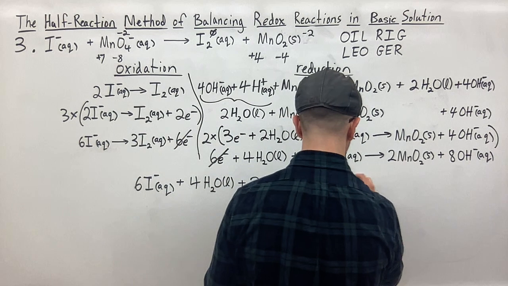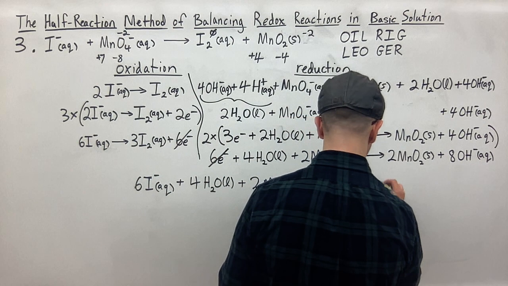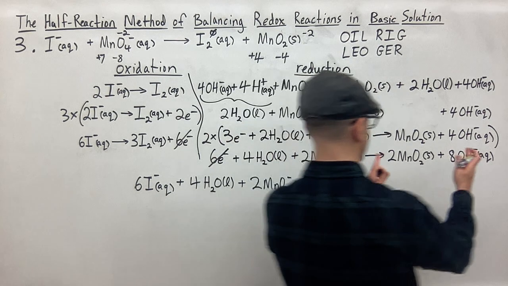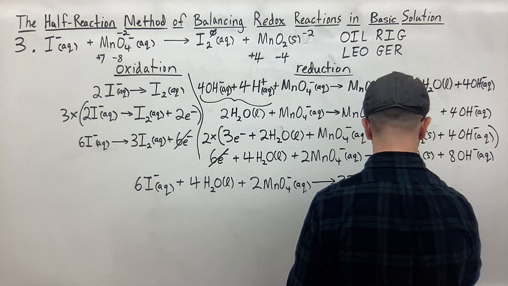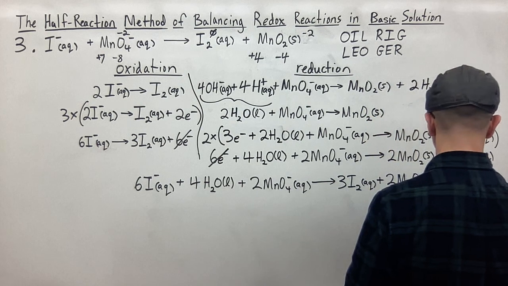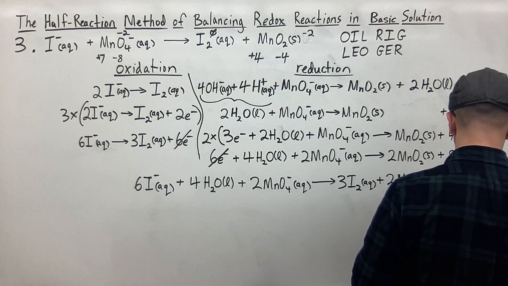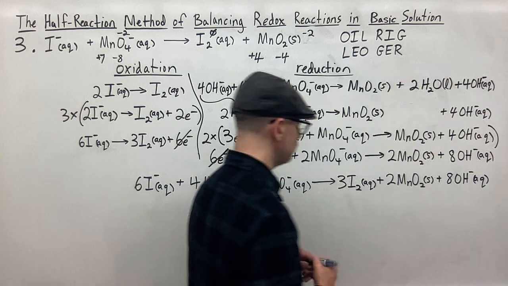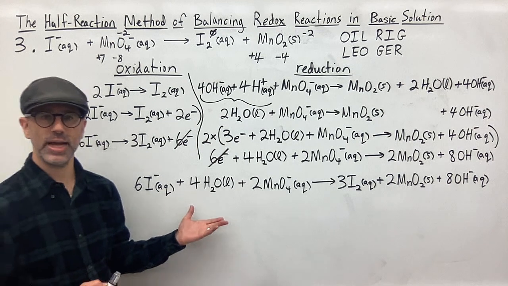So I have 3I2 aqueous plus, and then I've got these 2 products here. So 2 MnO2 solid plus 8 OH minus aqueous. And so now I've got my balanced redox reaction.